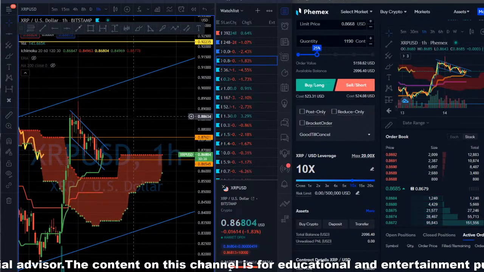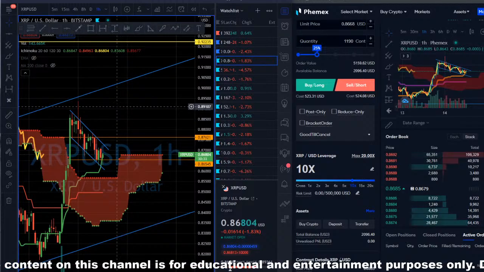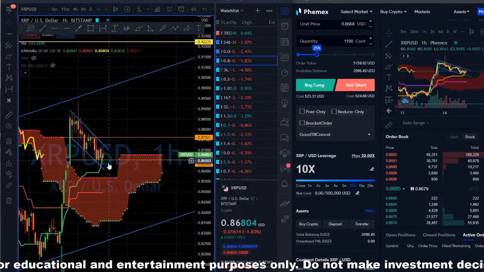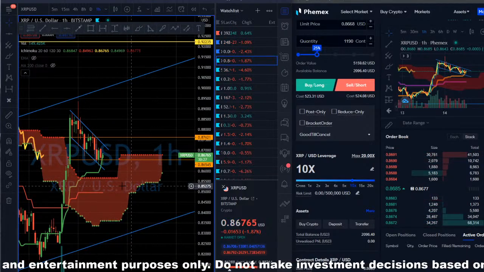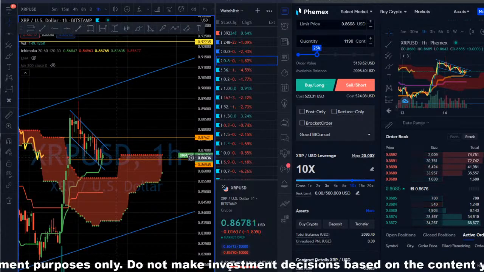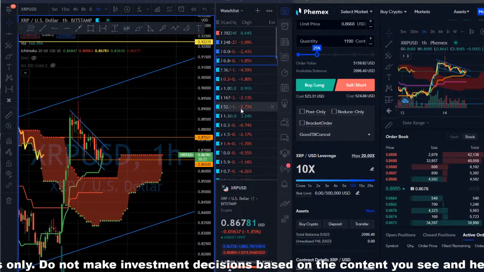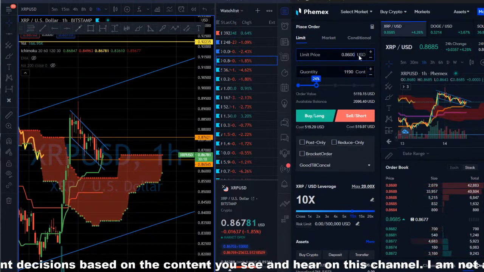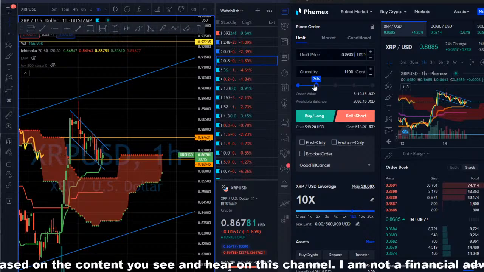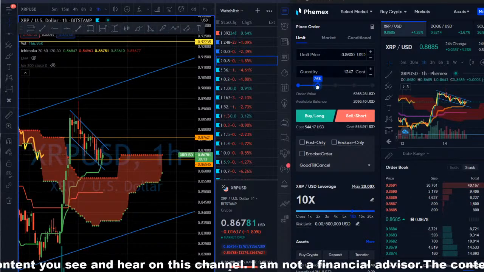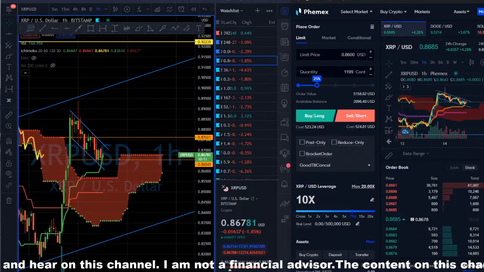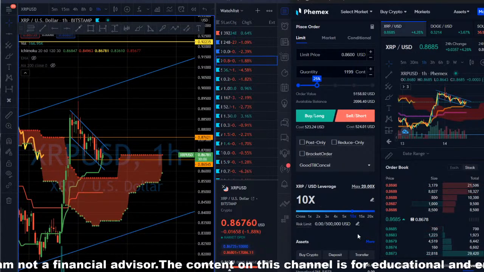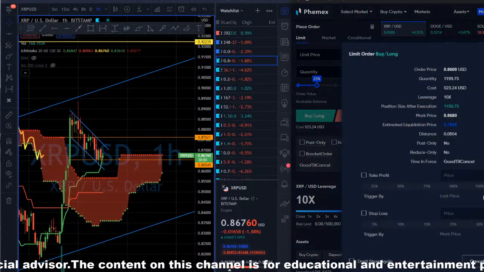So yeah, your average price would be about 86,600. Let's see if I get filled at 86,600, right? I'm only going to be using 25% of my position. That'll cost 523 at 10x leverage. So I'm gonna buy long there.